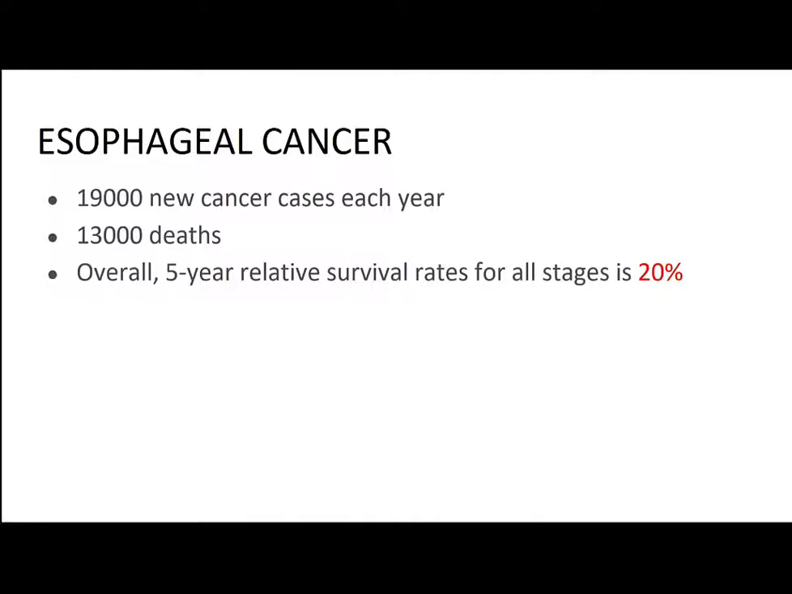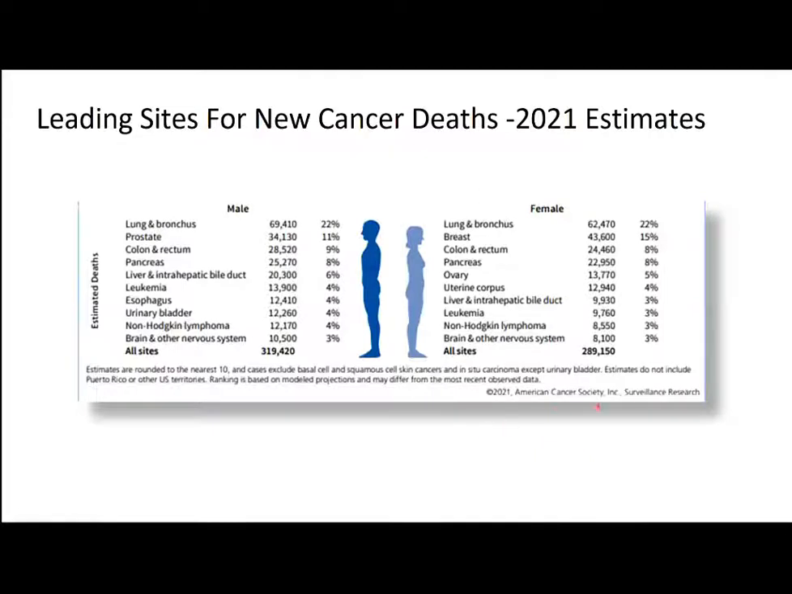The overall five-year relative survival rate for all stages is relatively low for esophageal cancer, about 20%. Previously, or worldwide, the most common type of esophageal cancer was squamous cell carcinoma. However, in Western countries, particularly in the USA, this is changing, and now adenocarcinoma is the more prevalent type in the USA. This table is again from the same report, and it highlights that it causes, like I previously mentioned, about 12,500 deaths or 4% of cancer-related deaths amongst males.